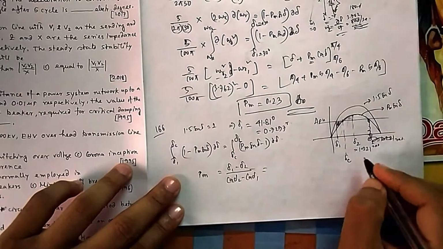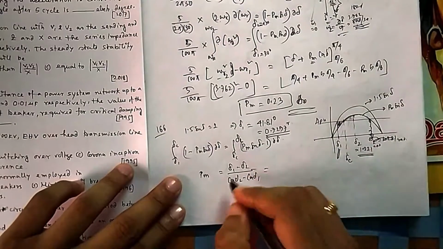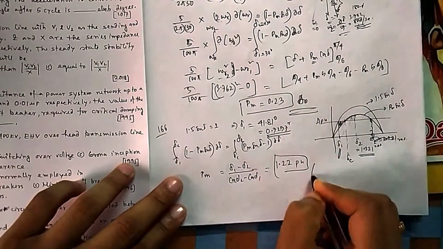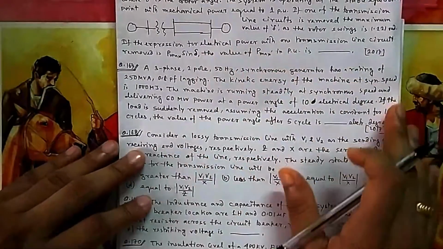So you can put this value. Delta 2, delta 1 you have already calculated, delta 2 they have given. So if you put all these values, you will get 1.22 per unit. That is your answer.